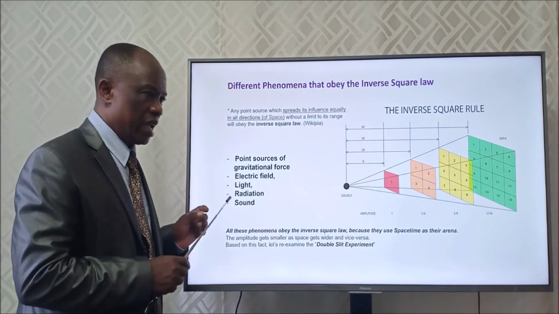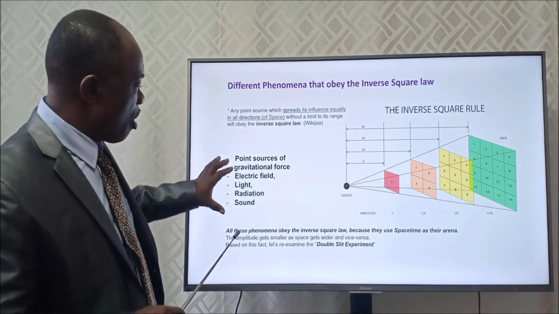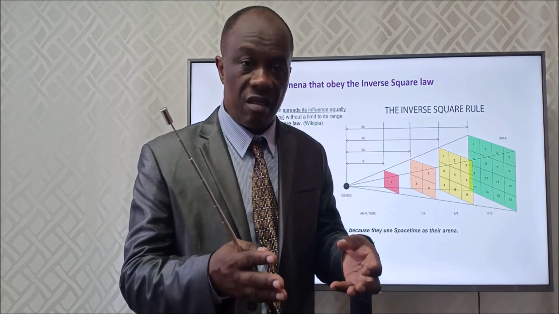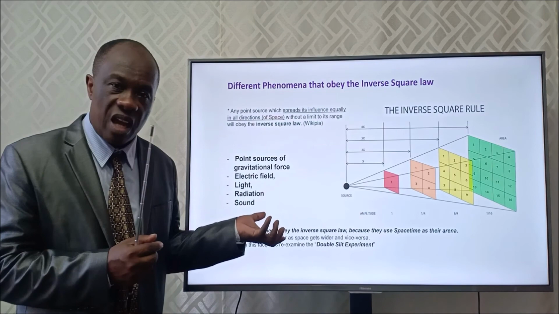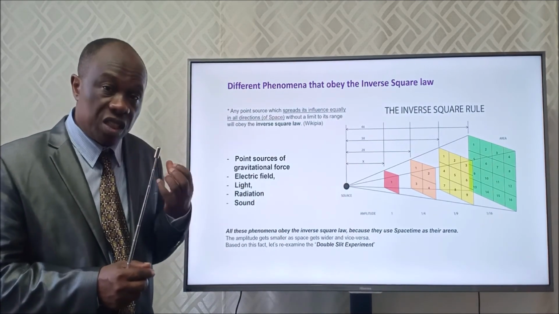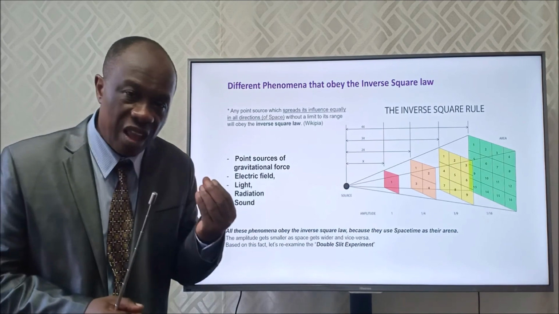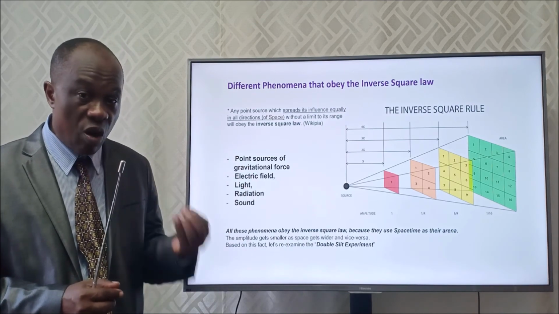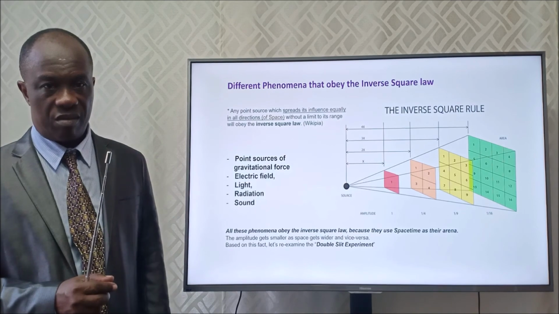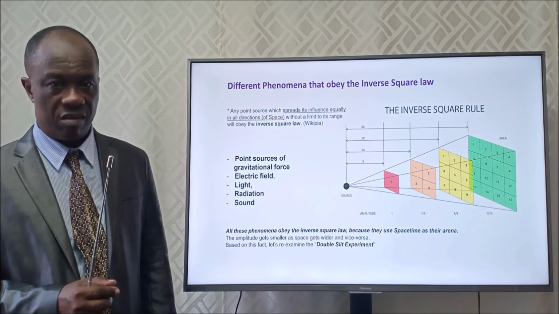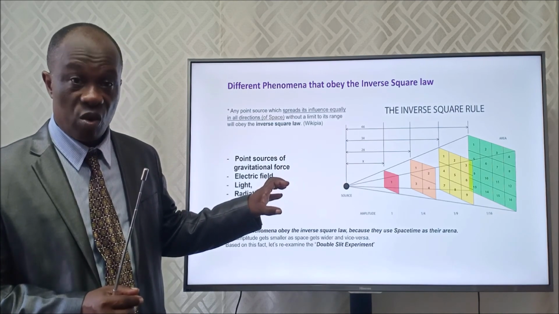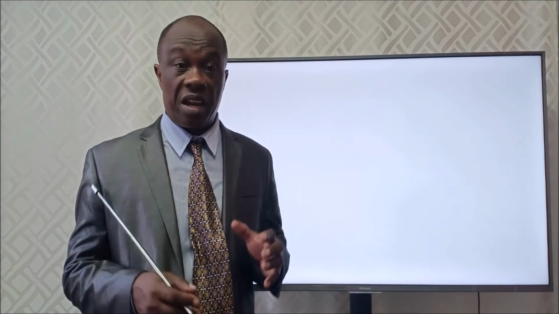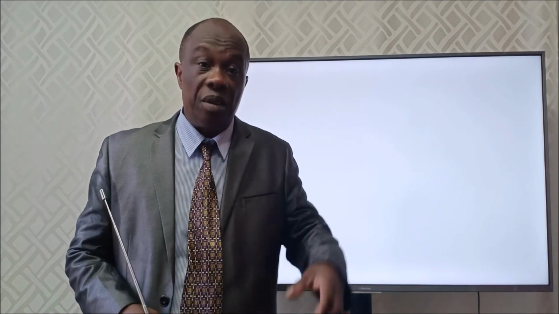They do obey the square law because all these phenomena use space-time as the arena. They are performed within space-time. Therefore, they are influenced by gravity. They are influenced by the geometry of space-time. And the geometry of space-time is what we call the square law. The square law. You understand this? This is very clear. Now, based on this understanding, we can re-examine the double slit experiment.